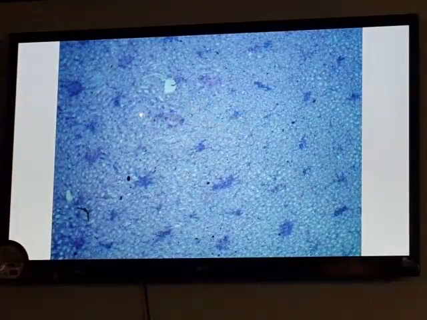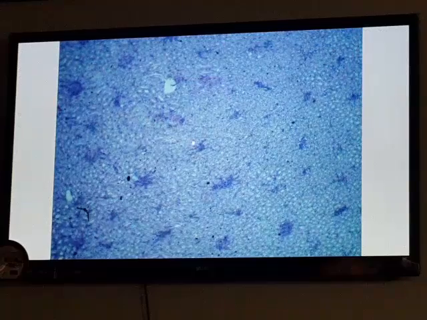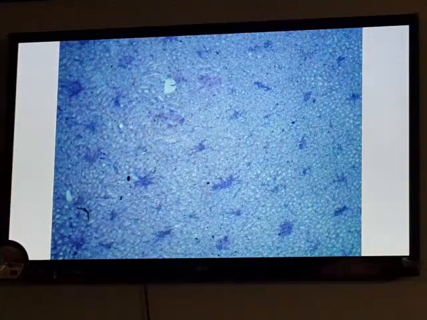The medulla is characterized by the presence of tubules without renal corpuscles.